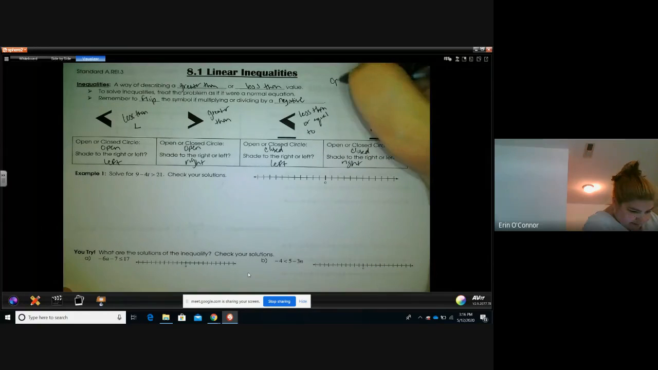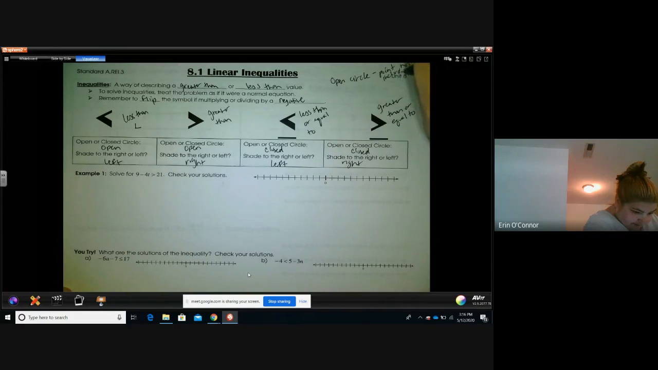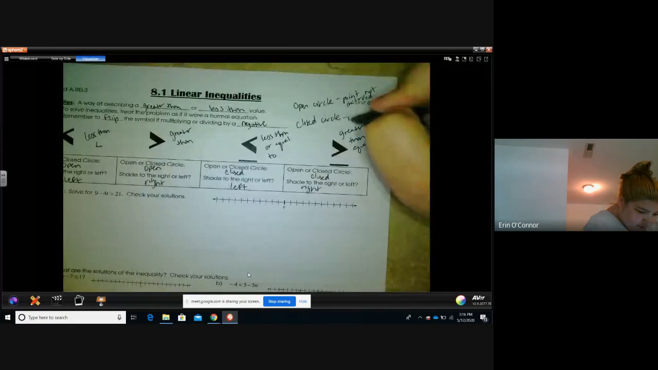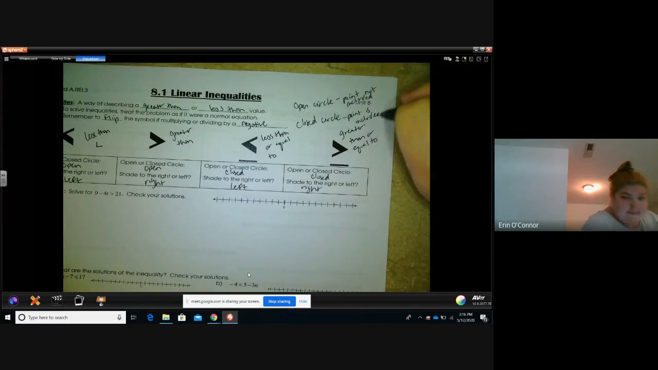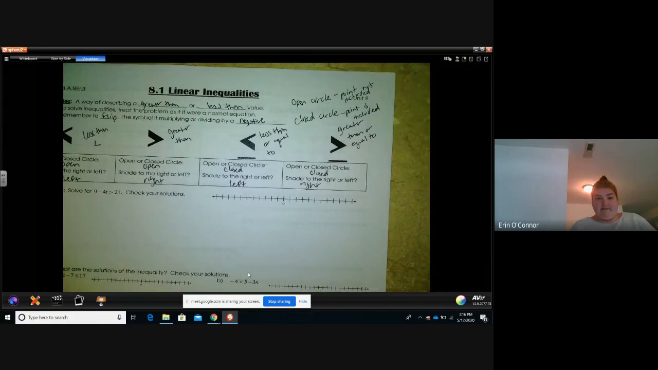So an open circle means point not included. A closed circle means point is included. And that's the big difference between these.